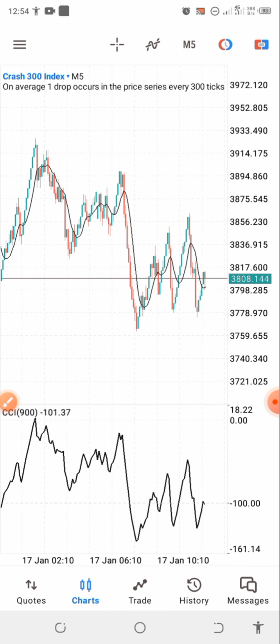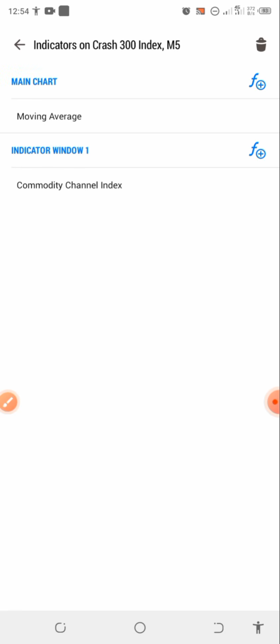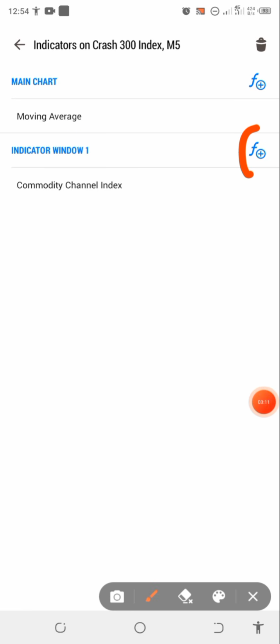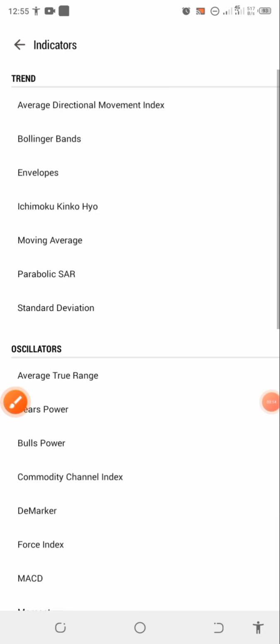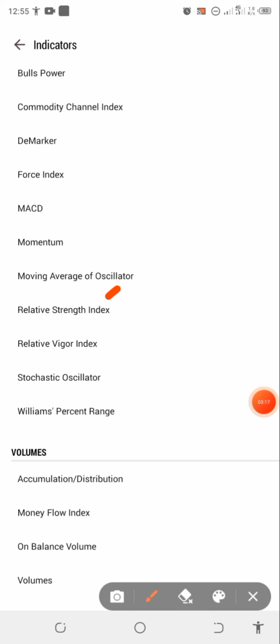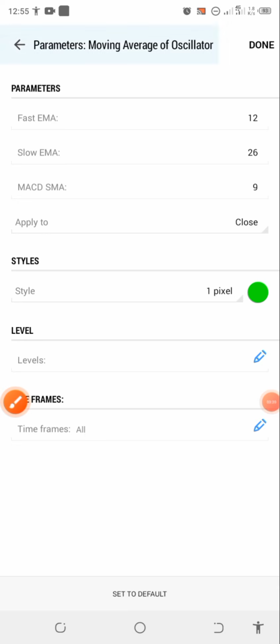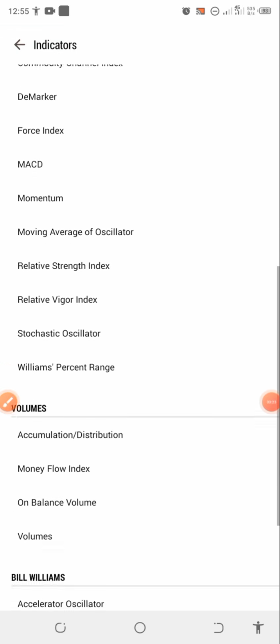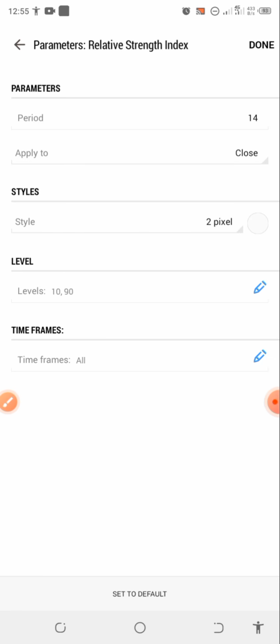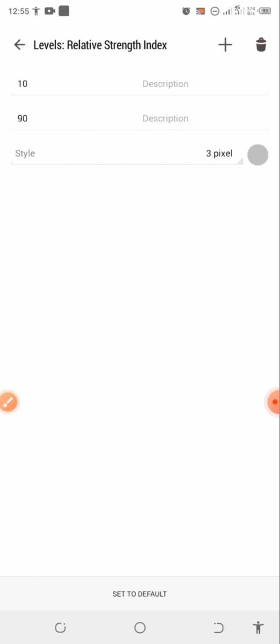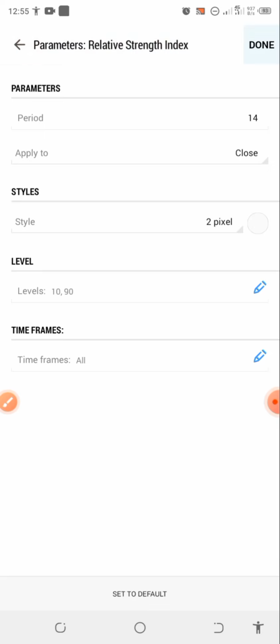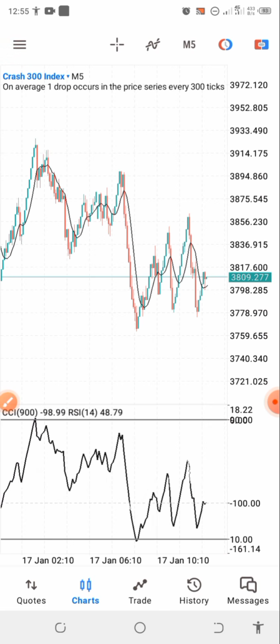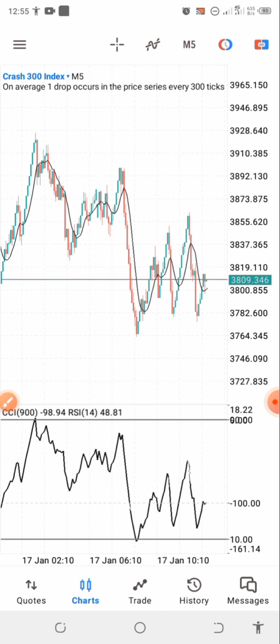Now the last but not the least indicator we are going to be adding is in indicator window 1. So click on the window 1 F plus and search for your RSI, which you can see right here. Click on the RSI, and then these are the parameters for the RSI. The period is going to be 14, applied to close, the style is not necessary. For the levels, we only need the 10 and 90 levels. So when we set it up like this, click on done. Then you are good to go with the strategy.